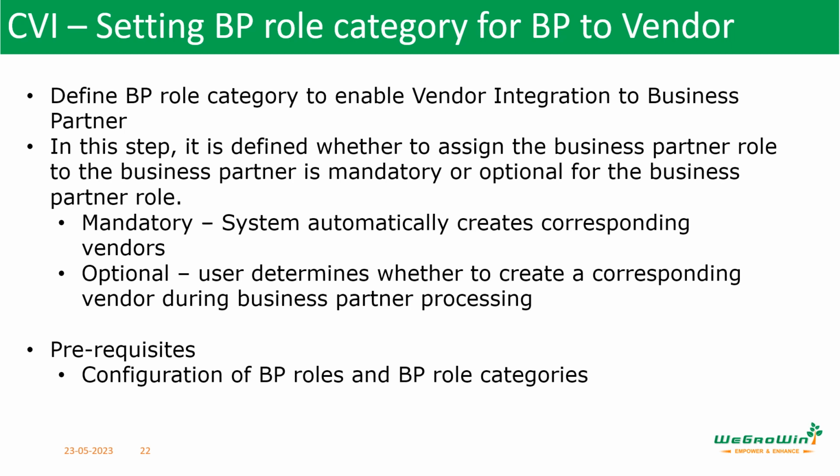In this configuration activity, we define whether the business partner role assigned to the business partner role category is mandatory or optional for the vendor business partner role. When you define it as mandatory, then the system automatically creates a corresponding vendor. When it is optional, we can determine whether we want to create the corresponding vendor during business partner processing. The prerequisite for this configuration step is that business partner roles and business partner role categories must already be created.